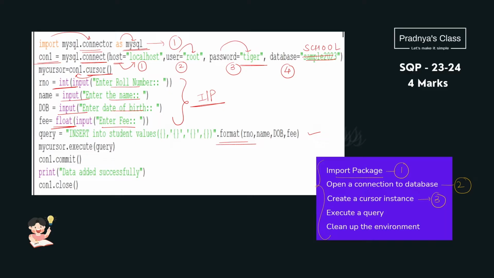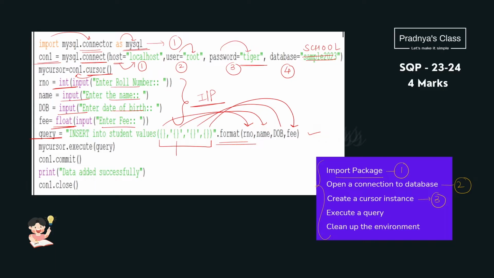Look at the insert query that we are initializing to a variable query. Insert into student values. We need to provide 4 values, that's why we are providing 4 placeholders. In the first placeholder, RNO will get replaced. In the second placeholder, name. Third placeholder is for date of birth and fourth placeholder is for fees.